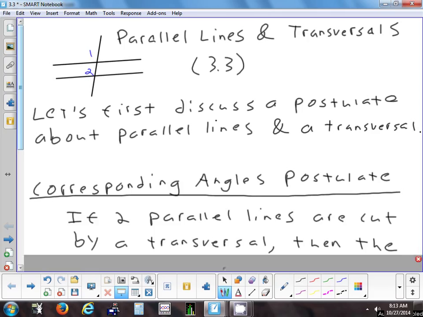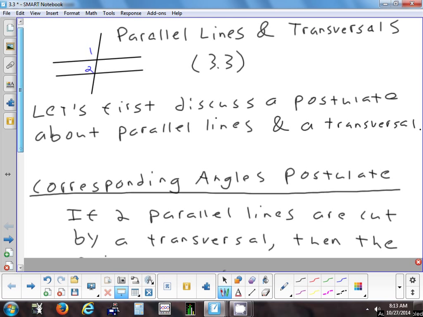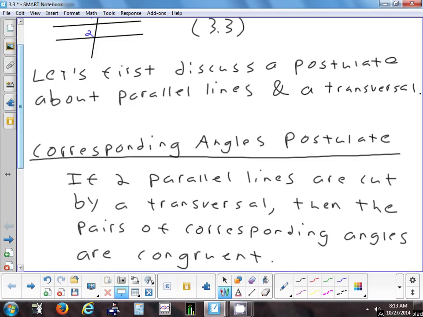Okay, if you have two parallel lines cut by a transversal, then the corresponding angles are equal. Their measures are equal, which means the angles are congruent. Okay, and these postulates that we're going to learn, we're going to have a few more theorems too. Notice the order of the if and the then. The parallel line part is with the if.